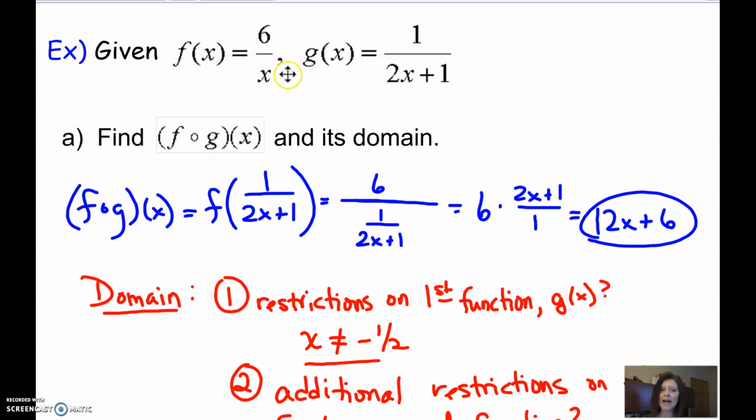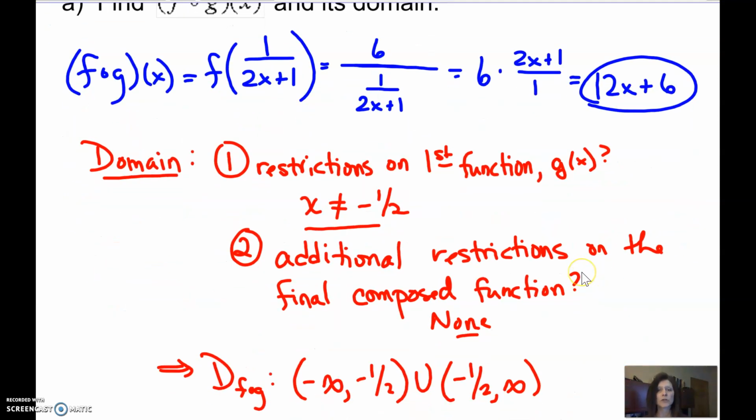Then I don't look at f, I look at the final function. So the first one and the final one. And my final composite function that we simplified here was simply 12x plus 6. There's not a fraction there. There's not a square root there. So there's really no exclusions or restrictions on x. So my final domain is going to just have to restrict and exclude the negative 1/2. In interval notation, that means it's negative infinity up to the negative 1/2 with the parenthesis to show we get close but not include, union, parentheses, negative 1/2 to the positive infinity.